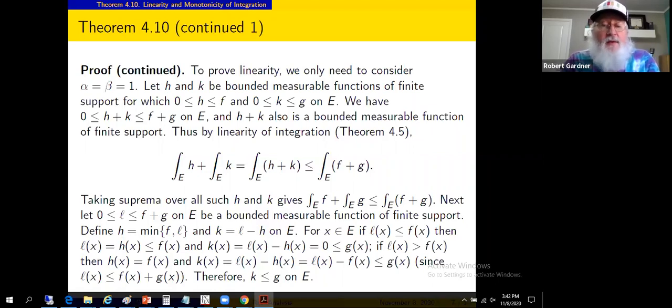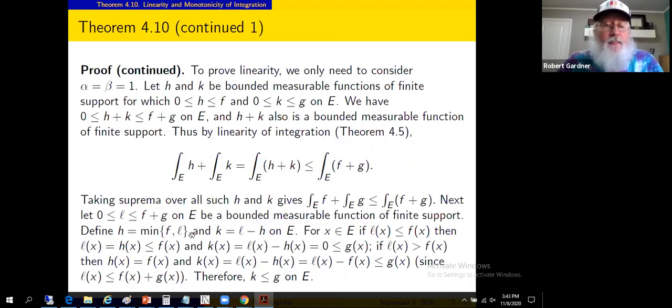Can't argue with that. Where we're going with this is something related to f and something related to g. Okay, so let's establish that these h and k are what we want them to be. They are bounded measurable functions of finite support, and h is less than or equal to f. We want to show that, and k is less than or equal to g. So those are the things we're trying to show.